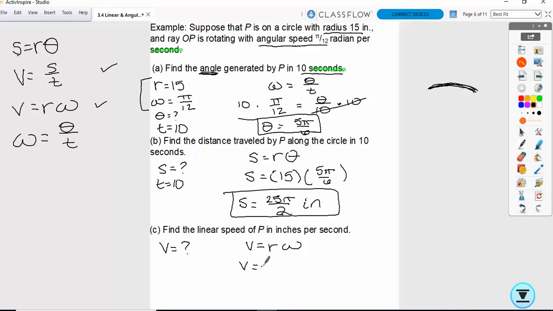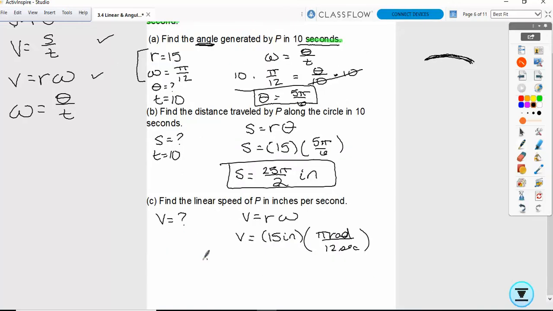Okay, so if we did v equals r omega, my r was 15. If you struggle with the unit, write your units in here. Your omega was pi radians in 12 seconds. So we get 15 pi over 12, which reduces to 5 pi over 4. Your units, radians are like the extra unit. So if you don't need them, they go away. So when I take inches times radians, that's just inches per second.